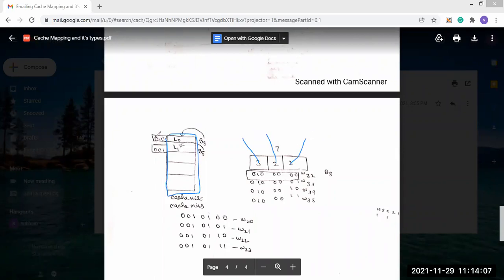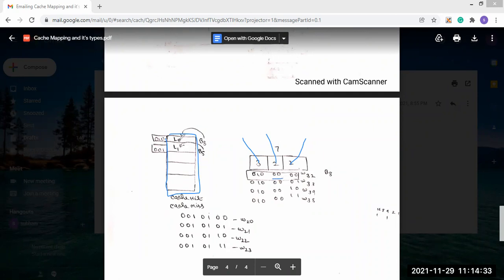So first we are considering the tag number 010. This tag is used for line number 0. So we are using 010. Then we consider line number 0. We know that it is 2 bits, so line 0 means it is 00.